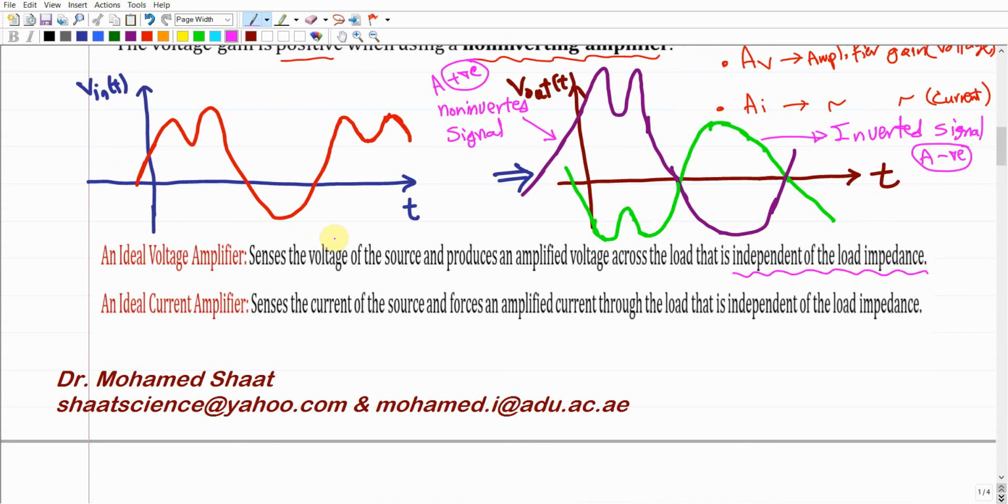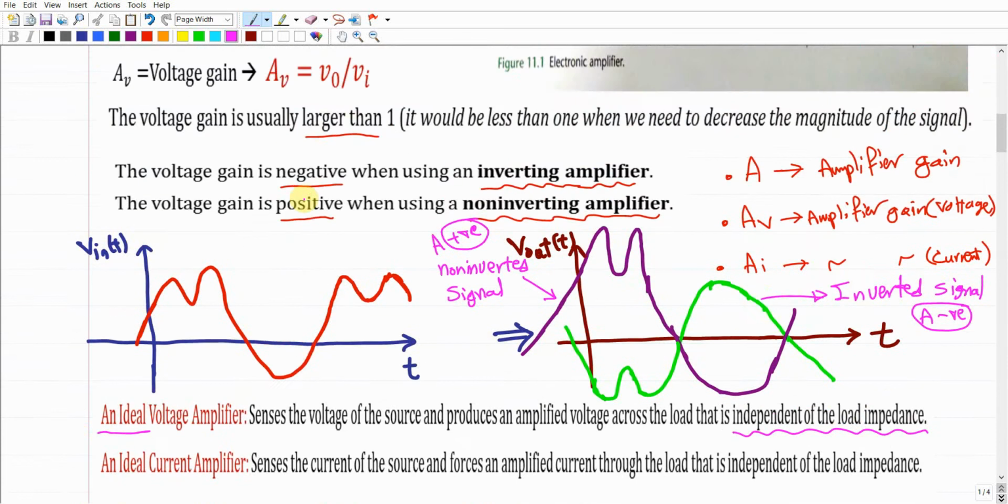So in the case where the converted output voltage does not depend on the load impedance, this indicates an ideal amplifier. The key condition of the ideal amplifier is that the output voltage does not depend on the load. What does it mean?